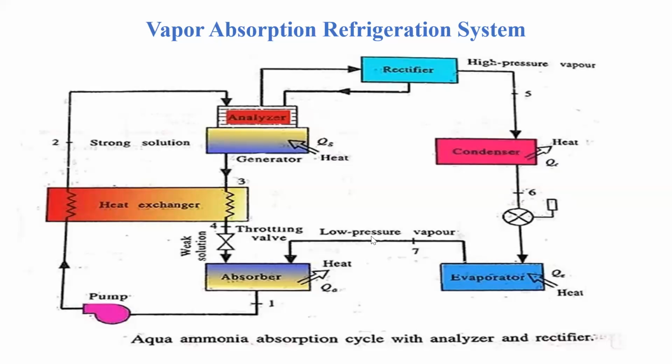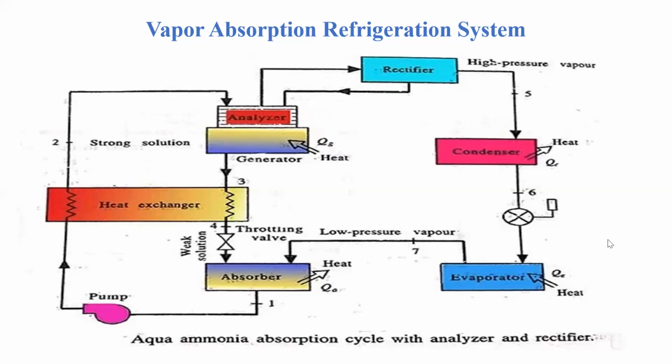Finally the evaporated vapor is a low pressure vapor. So the low pressure vapor is again circulated to the absorber. The low pressure vapor is a high concentration ammonia vapor. Okay, low pressure but high concentration ammonia vapor. That ammonia vapor is passed to the absorber. Again, it is converted into strong solution. Like that, the entire process is completed in vapor absorption refrigeration system.